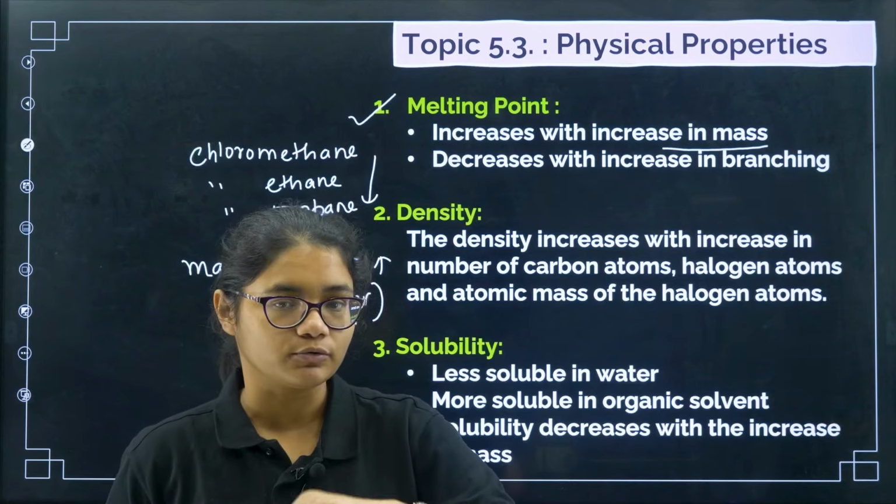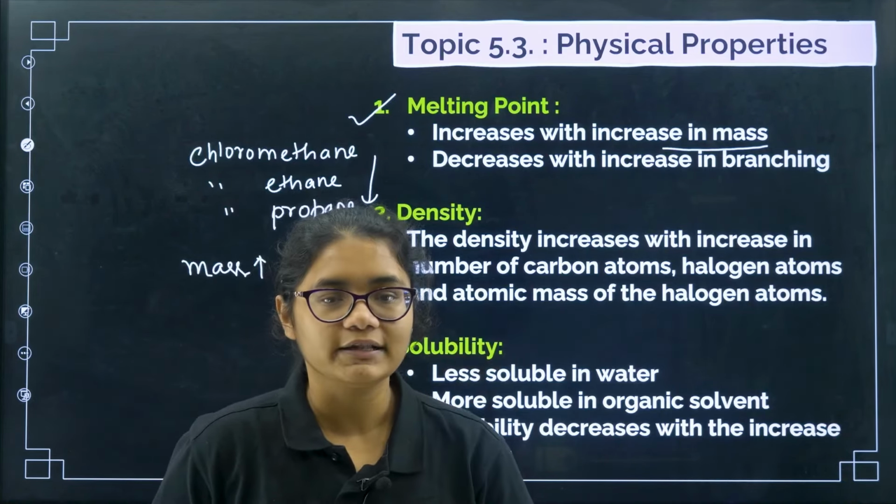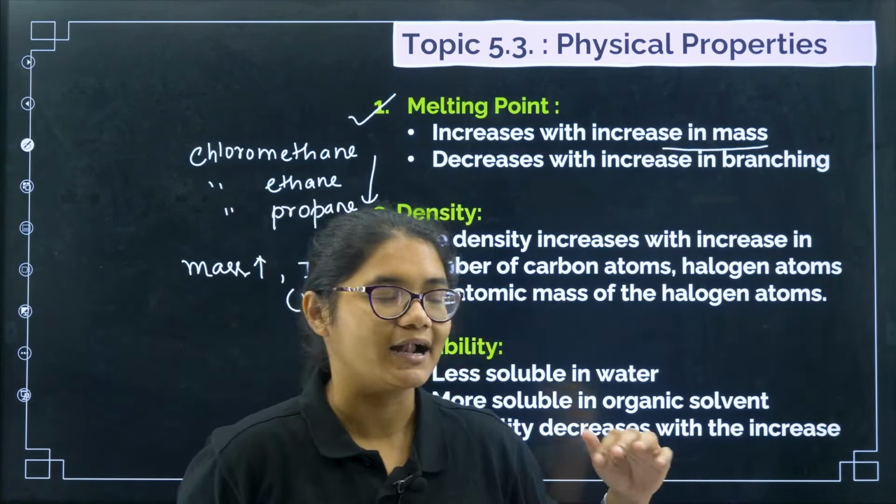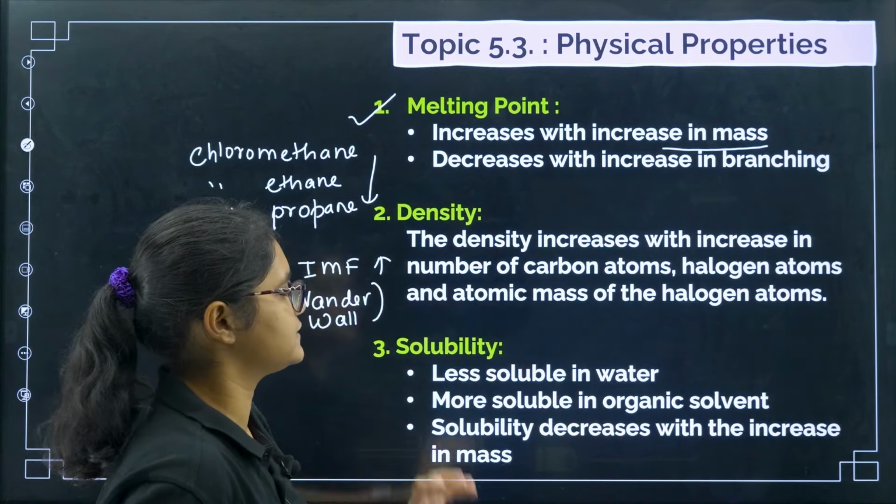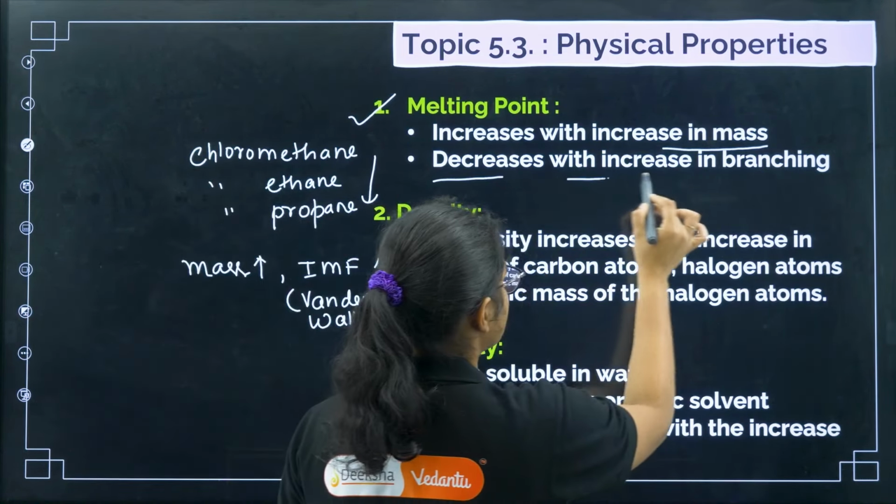So to remove them, or to evaporate them, or to boil them, we need a high temperature. That is why melting point and boiling point both increase. Now, they decrease with the increase in branching.